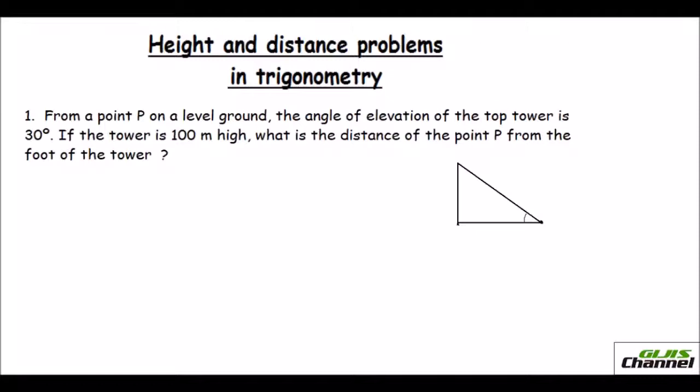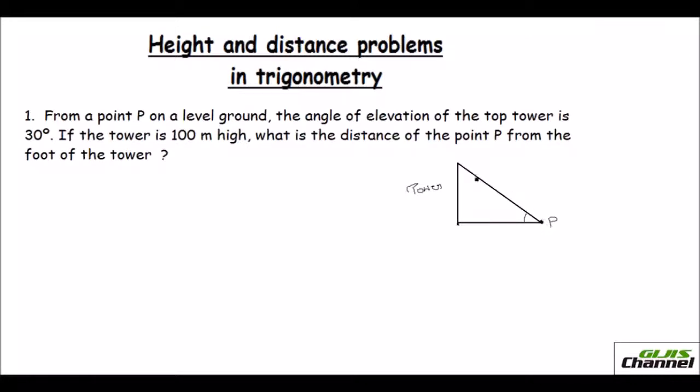In this problem, it has been given: from a point P on the level ground, the angle of elevation of the top of a tower is 30 degrees. If the tower is 100 meters high, what is the distance of the point P from the foot of the tower? So I have taken a right angle triangle here. They say there is a tower, so I take this vertical line as the tower. And this point I take as P. This is the point on the level ground.